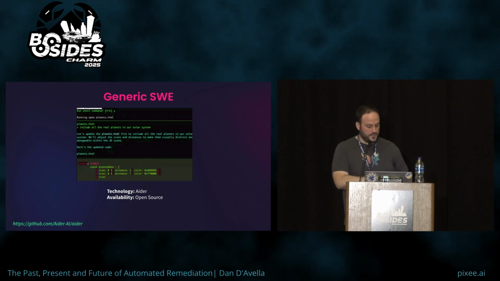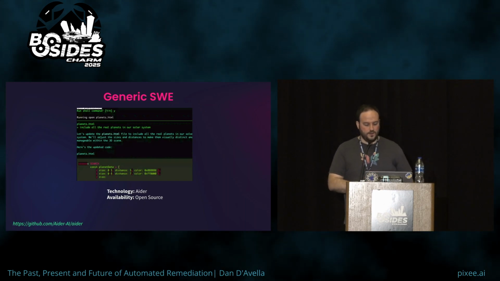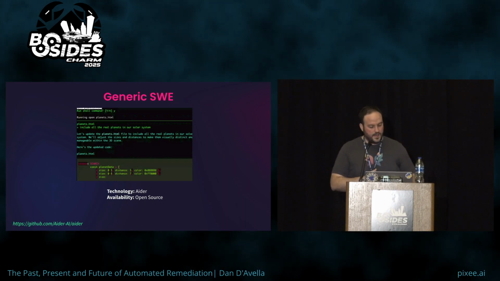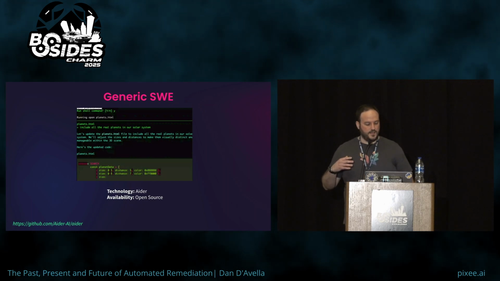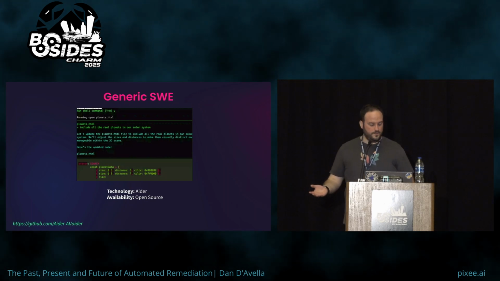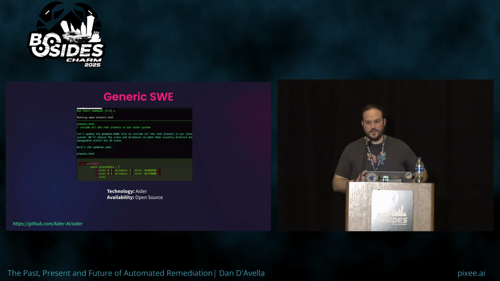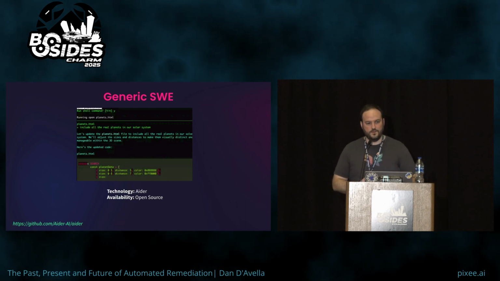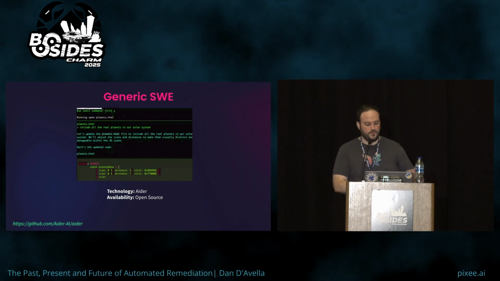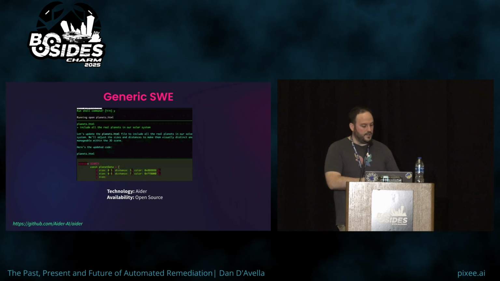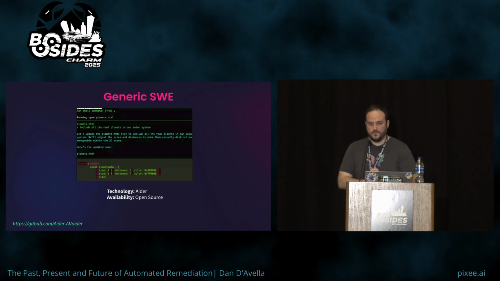So this is one particular example of this called Aider, which is open source. The idea is that Aider is an AI pair programmer. You're going to give it instructions in the form of really natural language, like you might tell another engineer, and it's going to go and make changes for you.